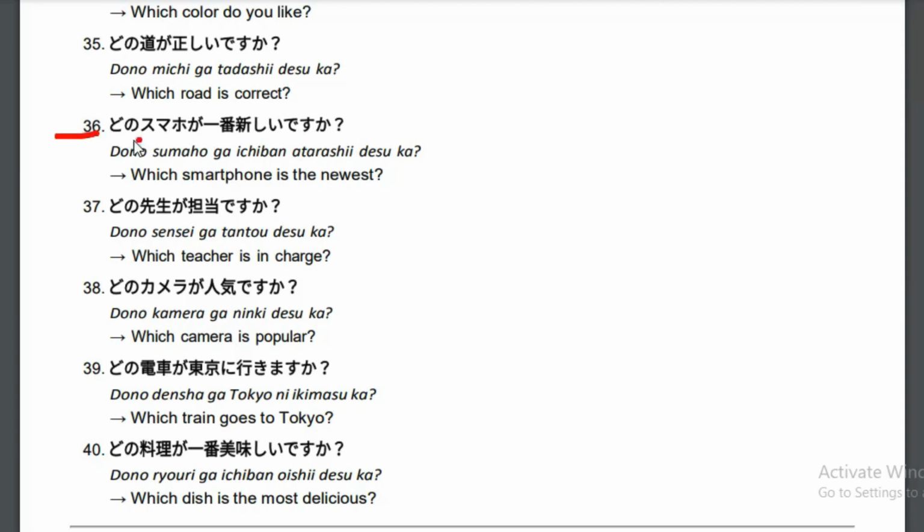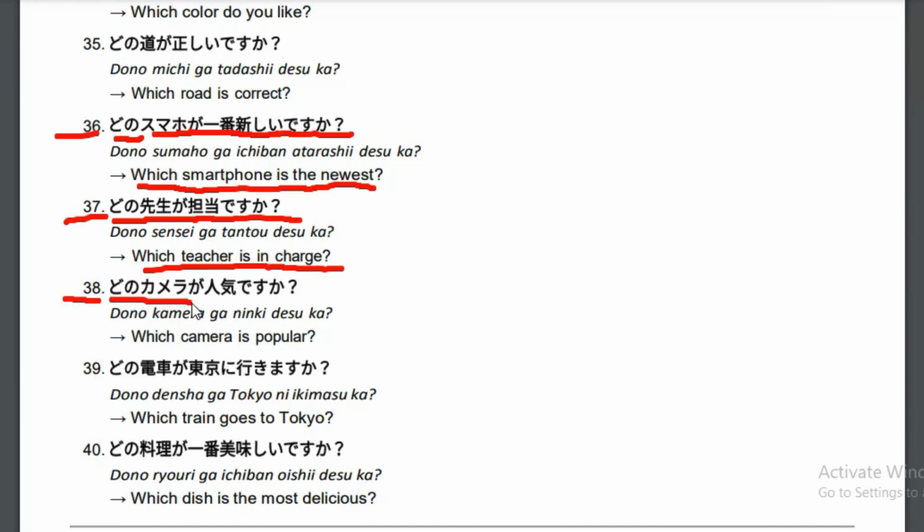The next example is Dono sumaho ga ichiban atarashi desu ka? Means which smartphone is the newest. The next is Dono sensei ga tanto desu ka? Means which teacher is in charge. The next is Dono camera ga ninki desu ka? Means which camera is popular.